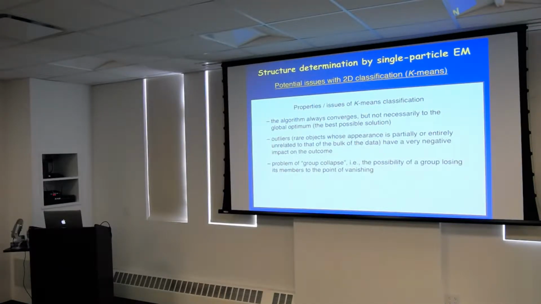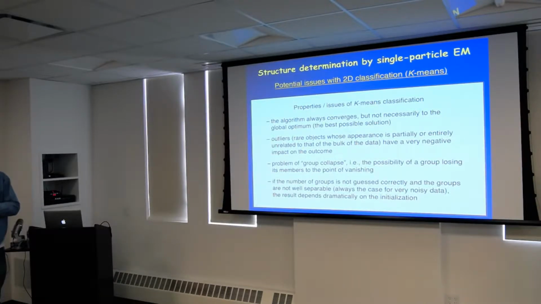And then there's a problem with group collapse. Some averages are so overrepresented and get such a high signal-to-noise ratio that they start to suck up other particles that should be in different classes. Because those other classes are so underrepresented, they can completely disappear. So sometimes, with this particular algorithm, you're not going to find, for example, all the different orientations that you have in this data set. And finally, because you have to give it a number of groups, if you give the wrong number, for example too few classes, you might get very different results than if you give too big a number of classes.